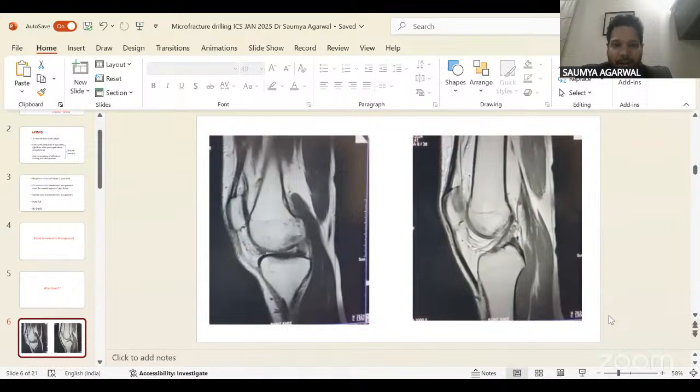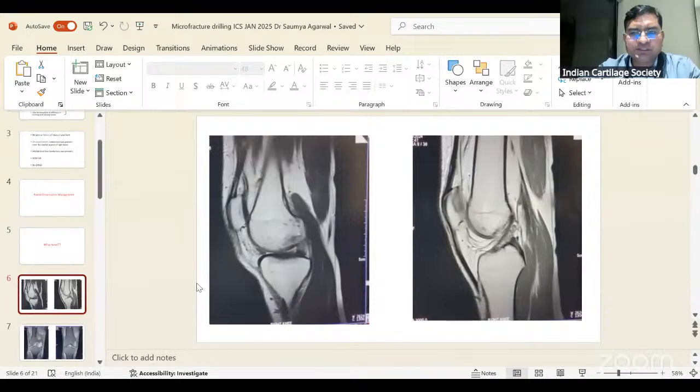The X-ray was done at the time of injury, but it was normal. Right now, I don't have the X-ray, but I do have the MRI. When the patient came to me, the X-rays were normal, and since he had failed conservative management, the MRI was asked. We don't have the facility of an MRI arthrogram at our center. A normal 1.5 Tesla MRI was done. So this is the sagittal view of the MRI, and I would like to share this MRI.